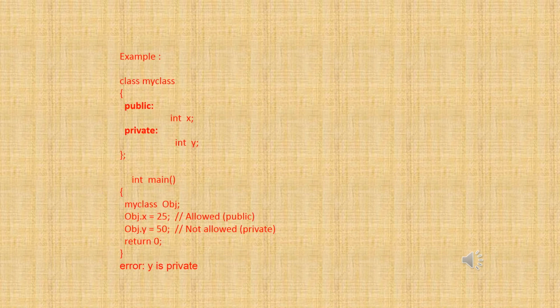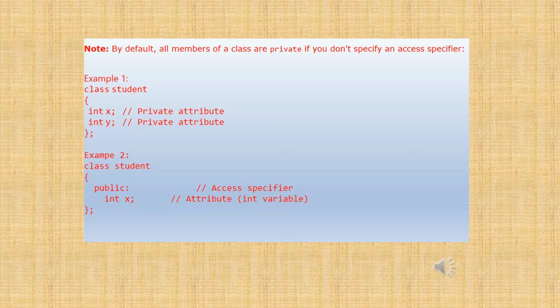In this example, we demonstrate the difference between public and private members. We know that public members can be accessed by any function outside the class also, but private members can only be accessed by member functions. In this example, if you try to access a private member, that is y, in the main function, an error occurs. We know that if no access specifier is mentioned, then by default members are private.